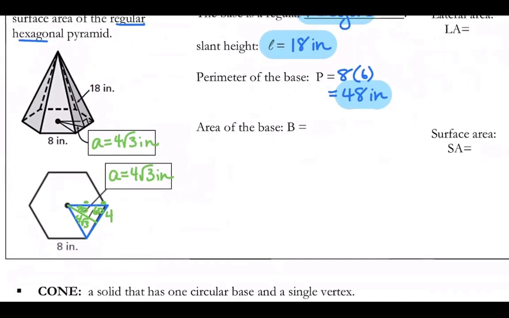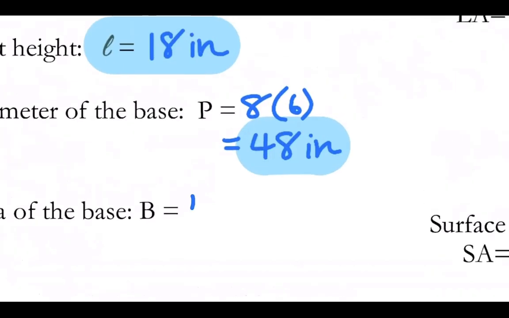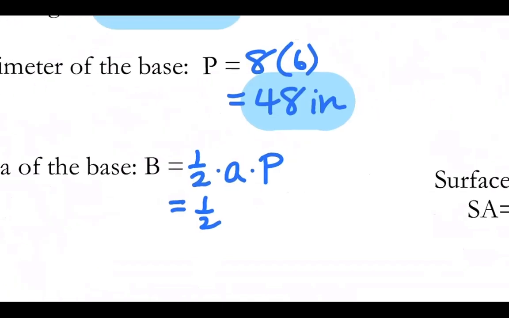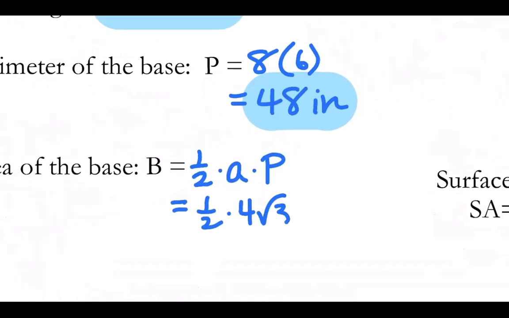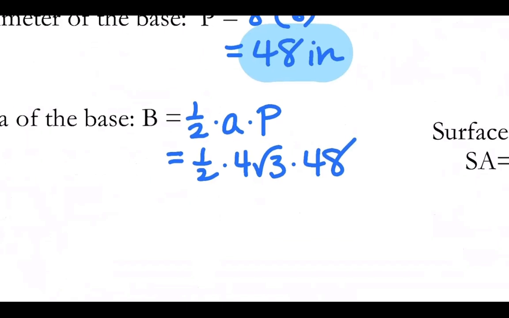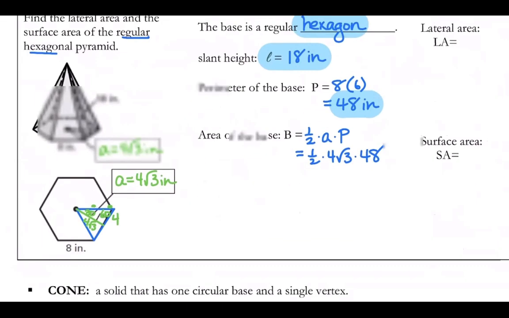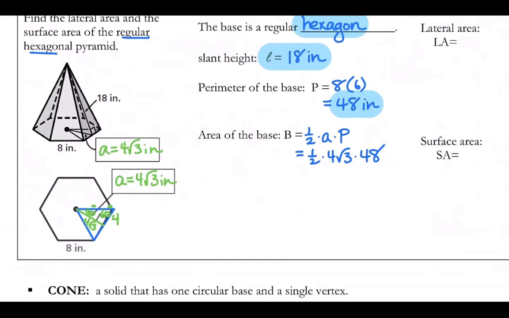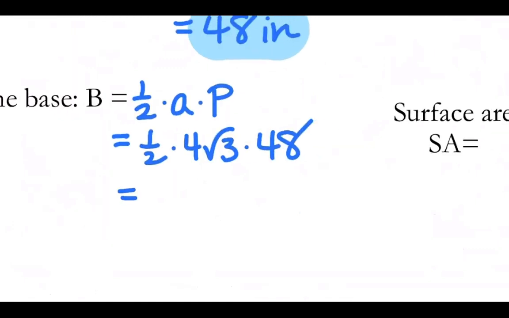So if we did 1/2 apothem perimeter, the apothem was 4√3. The perimeter is 48. Okay, that'll be 2√3 times 48, 96√3 inches squared.